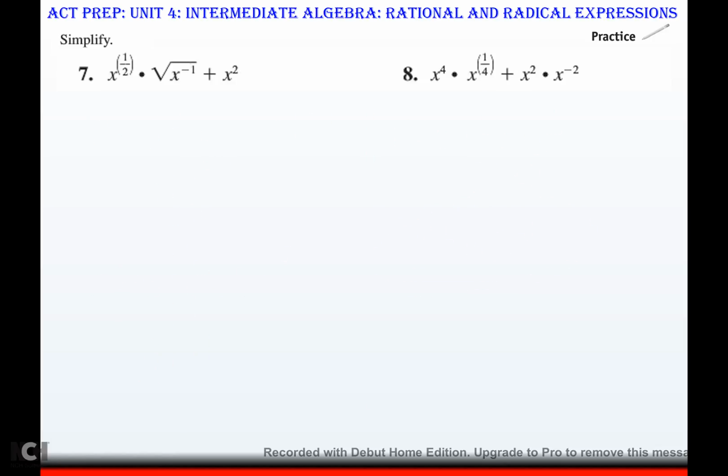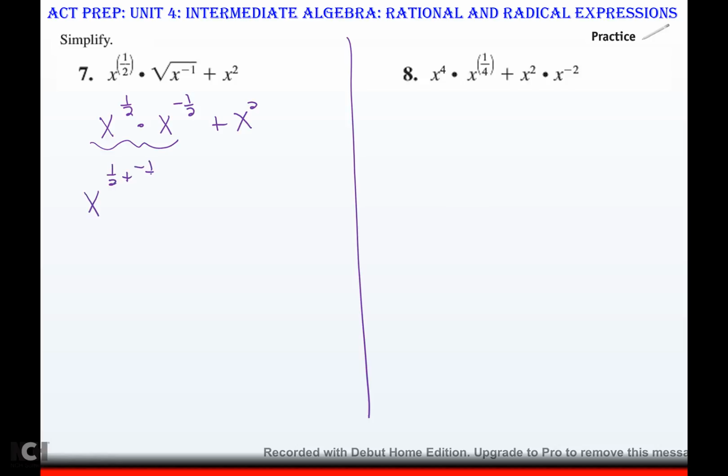All right, on 7, I'm going to rewrite it. So I have x to the 1/2 times x to the negative 1/2 plus x squared. All right, we got to multiply first. So I have x to the 1/2 plus a negative 1/2. That's going to give me x to the 0, which is 1. And then bring this down, plus x squared, and we're done.